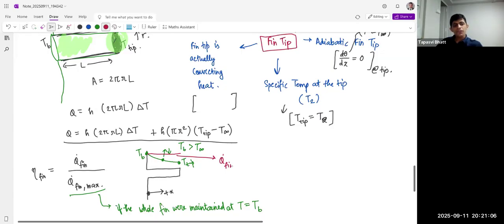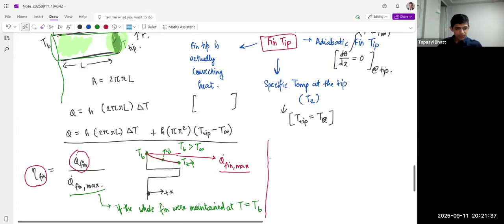This is a theoretical way of calculating the efficiency of a fin, because Q dot fin max is practically non-existent, since the fin temperature is surely going to fall as it goes away from the surface. And Q dot fin is the heat transfer rate along this green curve. I could have explained more, but again, we are short on time.